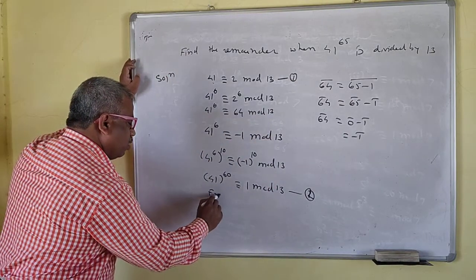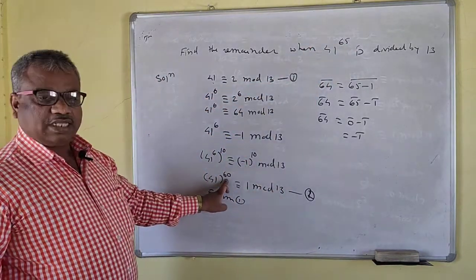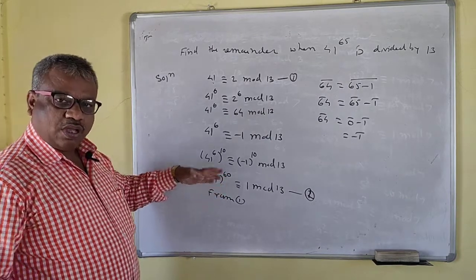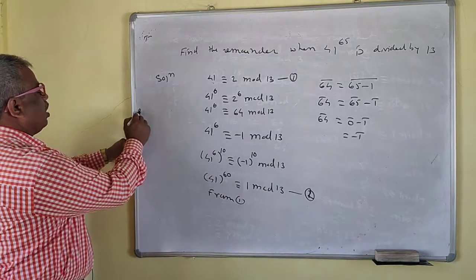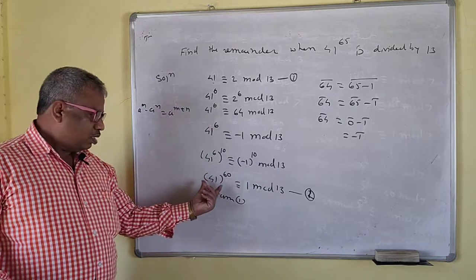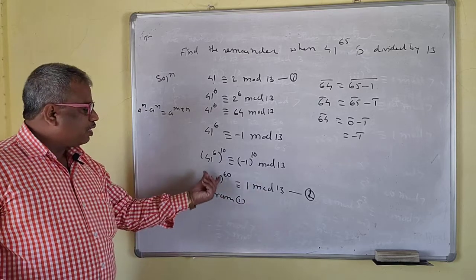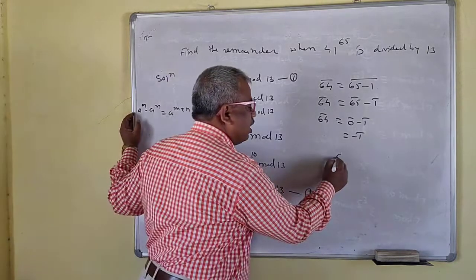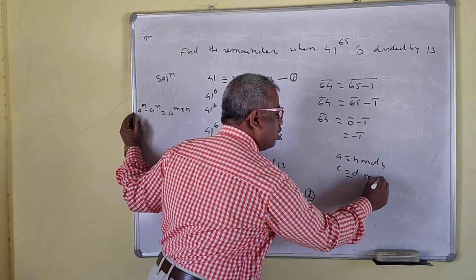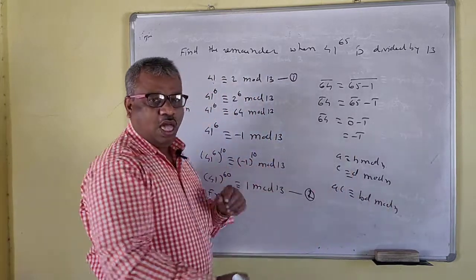So now here I want 41 to the power 65. Here 60 is there. If I multiply by 41 to the power 5, you know that a raised to m into a raised to n is the same as a raised to m plus n. Because I know that a is congruent to b mod n and c is congruent to d mod n, then ac is congruent to bd mod n, I can do this product.